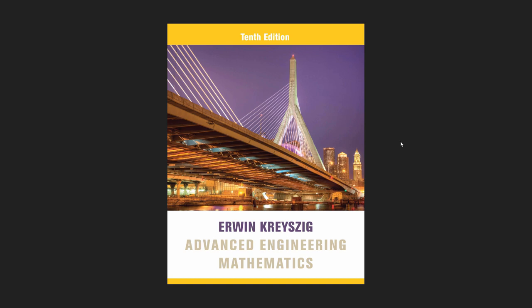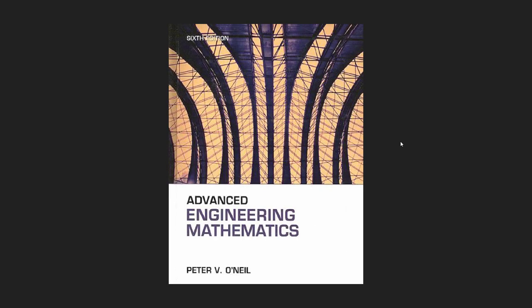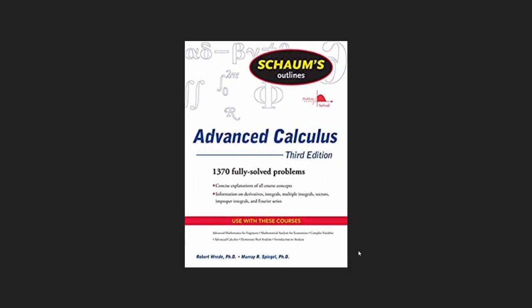I will use this book frequently. I also use Advanced Engineering Mathematics by Peter V. O'Neil, 6th edition. I will use Advanced Calculus for Applications, 2nd edition, by Francis Hildebrand. This text is quite advanced. I will use Advanced Calculus from the Schaum's Outline series. This book is very good because it is rich in solved problems.